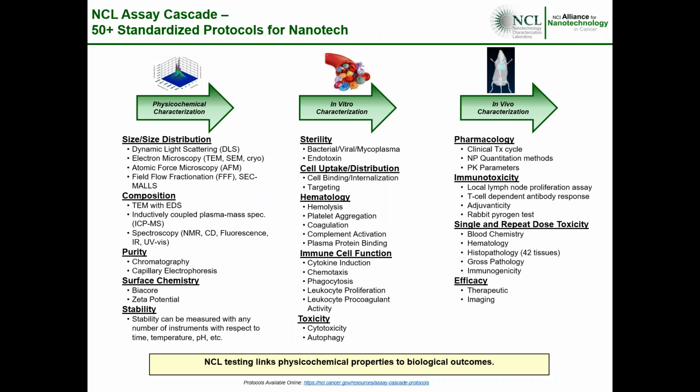Furthermore, our assay cascade is split into 3 predominant sections. I am part of the physical chemical characterization section, so that's what I'm going to be focusing on today. In this section we look at size, composition, purity, surface chemistry, and stability. We have many different instruments that we can use to look at all of these things. Again, today I'm just focusing on ICP-MS, which we can use for compositional analysis, for animal studies, and a lot of other things.